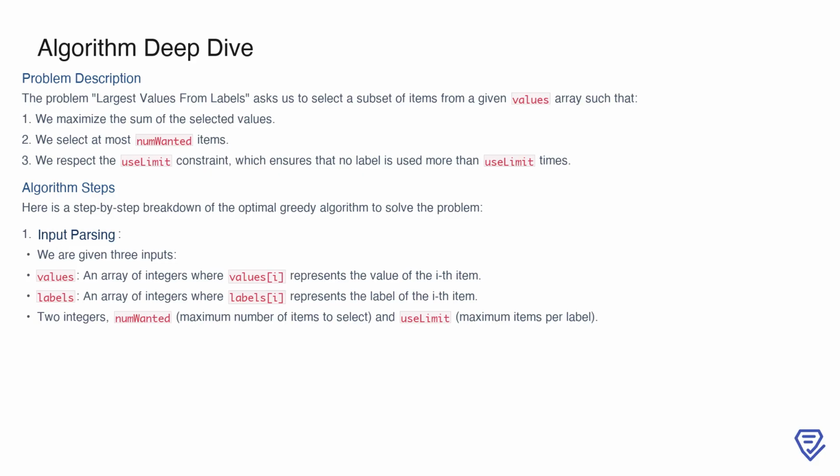The inputs include the values array, which represents the value of each item, and the labels array, which assigns a label to each item. Additionally, we have the num_wanted and use_limit integers to guide our selection process. The goal is to carefully navigate these constraints to achieve the highest possible sum of selected values.